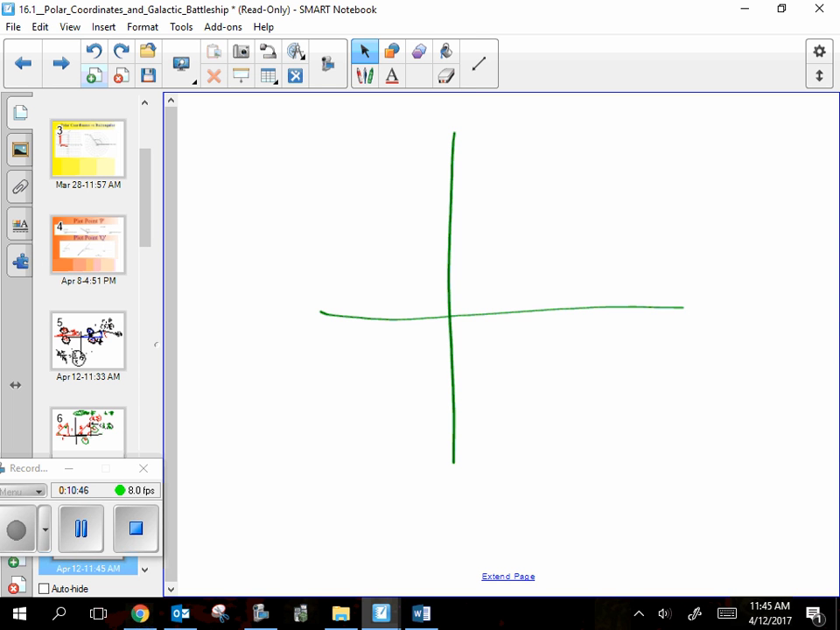Don't say it out loud. Don't use your words. Put a dot on your iPad. 8 comma 7 pi over 6. I like to think in terms of making the 7 pi over 6 line first. That's about the right spot. And then I just call however long I made it 8. Raise your hand if you had a dot in that general vicinity.